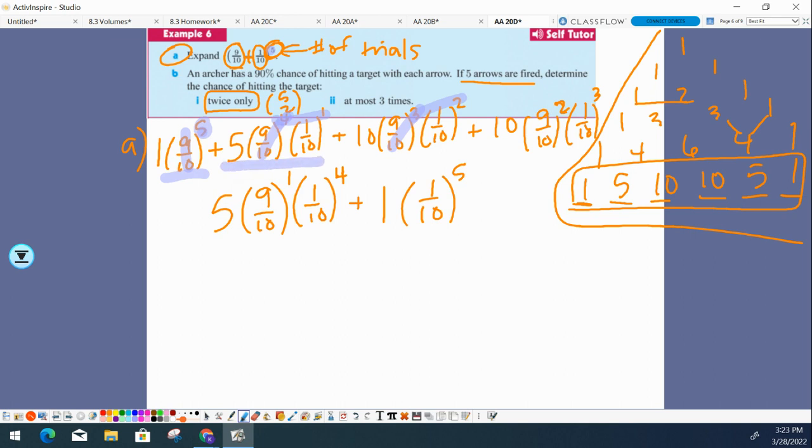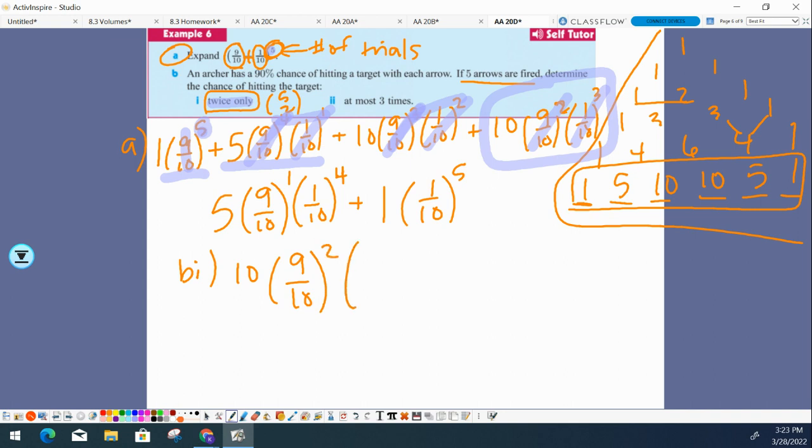This one hit 4 times, you miss once. Hit 3 times, miss twice. This one here represents what we're looking for. We hit it twice and we miss it 3 times. So this is our probability for B1. So we need to expand 10 times 9/10 squared times 1/10 to the third.